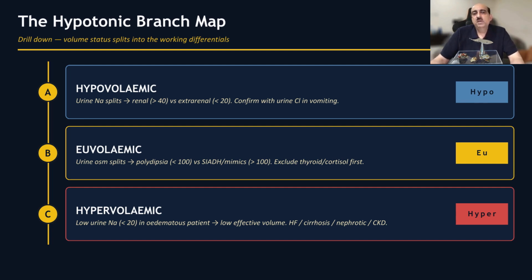If chloride is low, then it's a GI loss. Euvolemic hyponatremia, urine osmolality splits it. Less than 100 means it's primary polydipsia, because the kidneys are excreting the water appropriately. Above 100, mostly above 300, means it's inappropriate ADH secretion or a mimic. Always exclude thyroid and adrenal insufficiency. Hypervolemic, urinary sodium less than 20 means low effective circulating volume, and in an edematous patient, it would indicate volume overload like heart failure, cirrhosis, nephrotic syndrome, etc. We will discuss each separately.